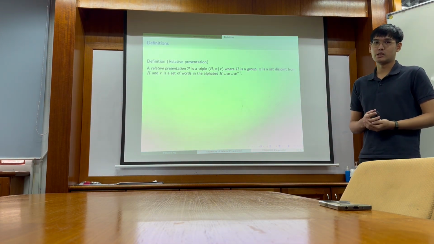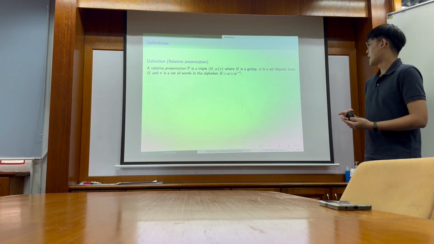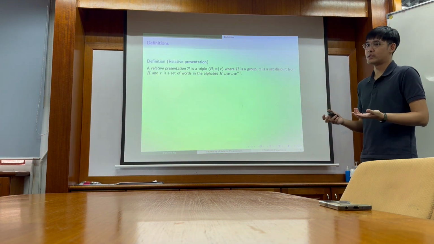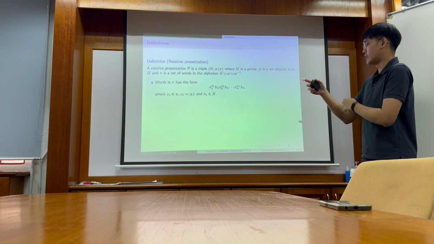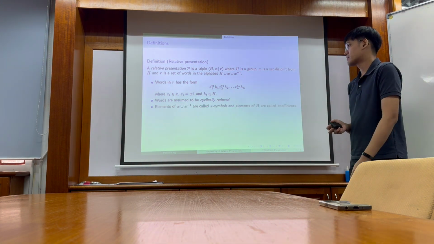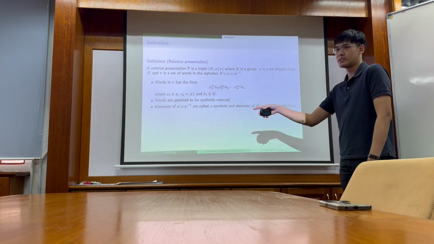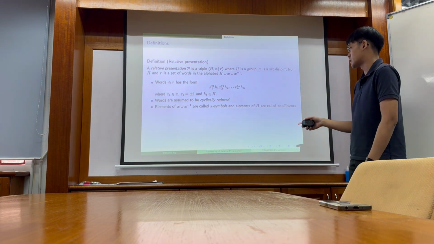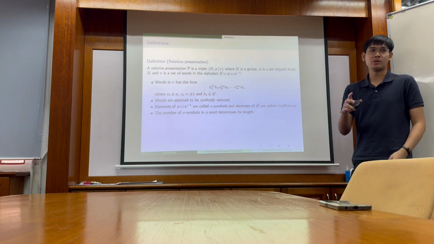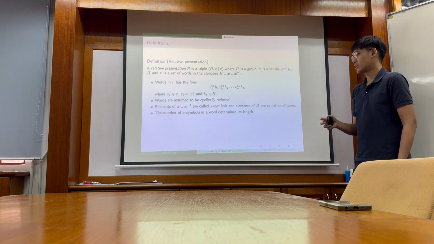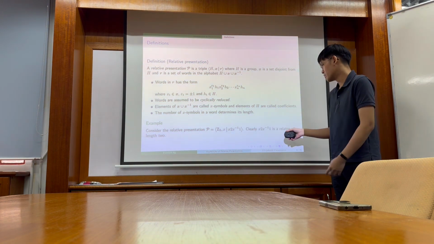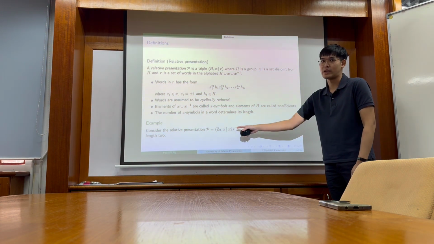A relative presentation is a triple, where H is a group, the set X is a set of generators, and the set R is a set of relators. The words in the set R have this form, and they are assumed to be cyclically reduced. We call the elements in the set X X-symbols and elements of H coefficients. The length of this word is determined by the number of X-symbols in it. So here we consider an example, and clearly we see that this relator has length 2 because it has one X and one inverse of X.